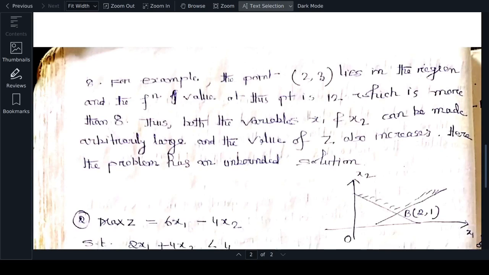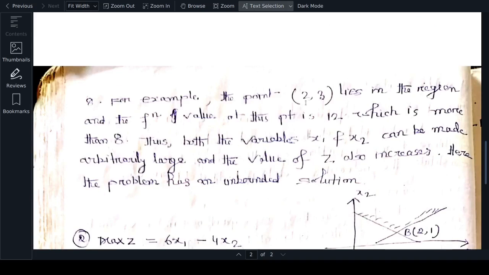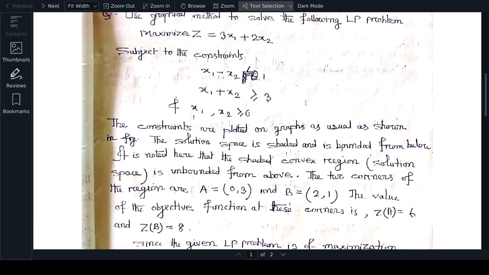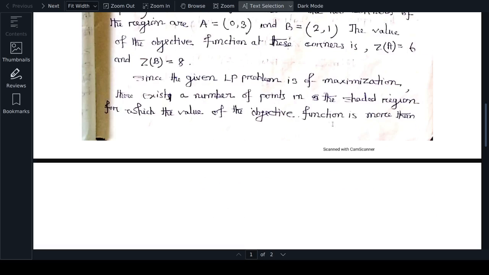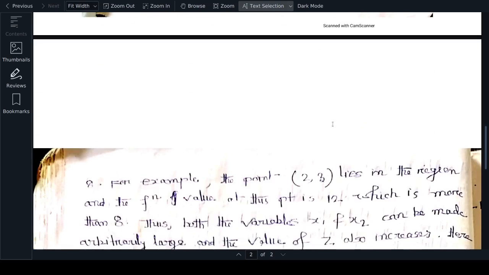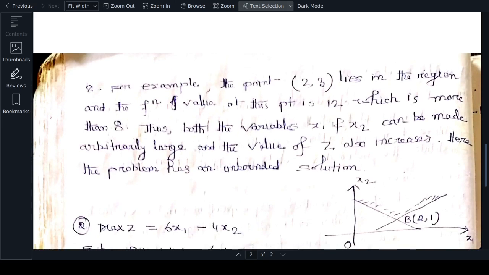Clear? Arbaj, the common region. What is the name of this region? Feasible region. Yes, so the feasible region is this one. This common region is called the feasible region. In this region, any point you consider satisfies the inequality.